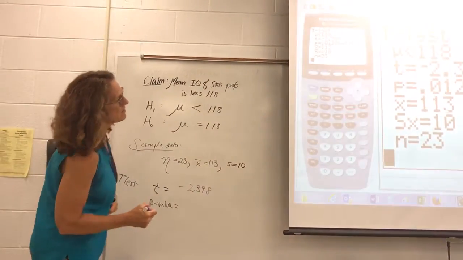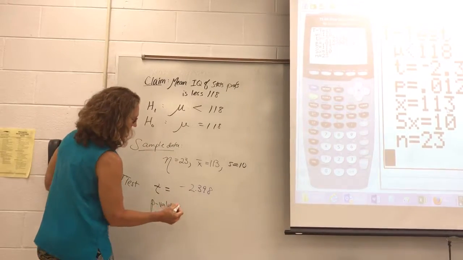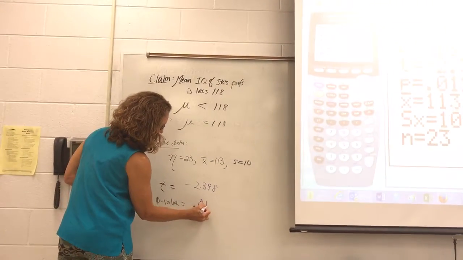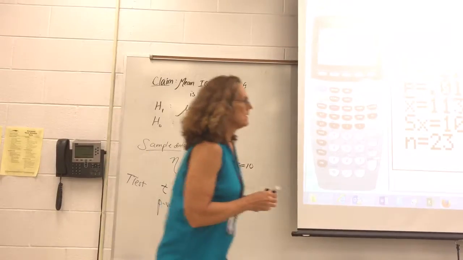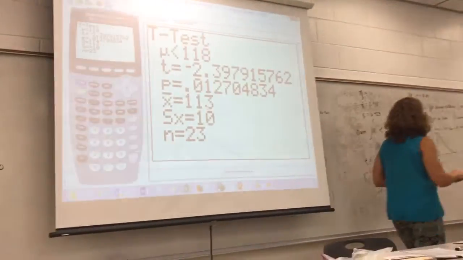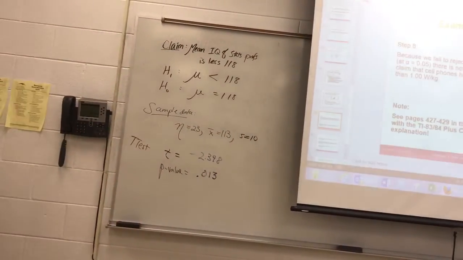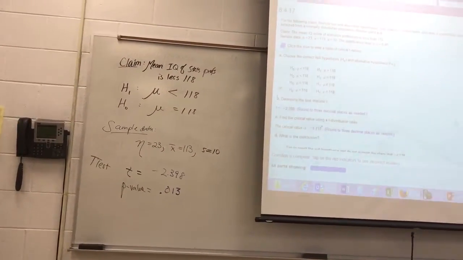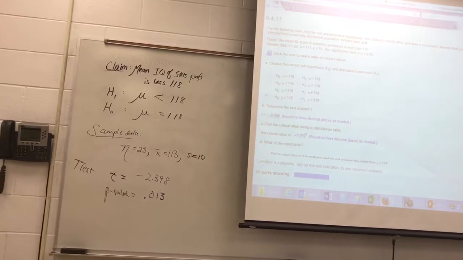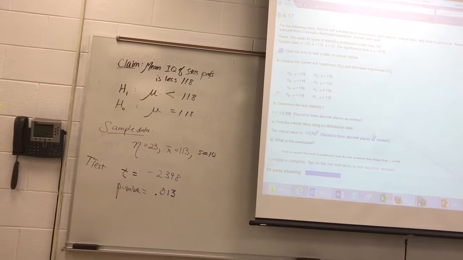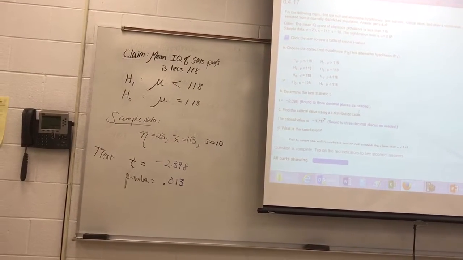And a p-value of 0.013. Alright, so the homework problem says, there's our test statistic. Now they want you to get the critical value.